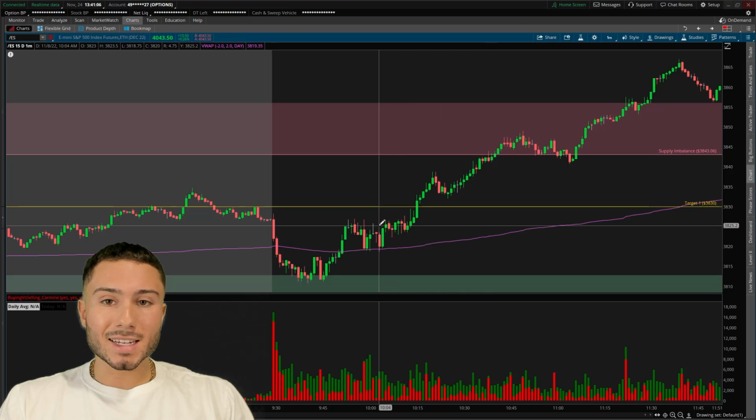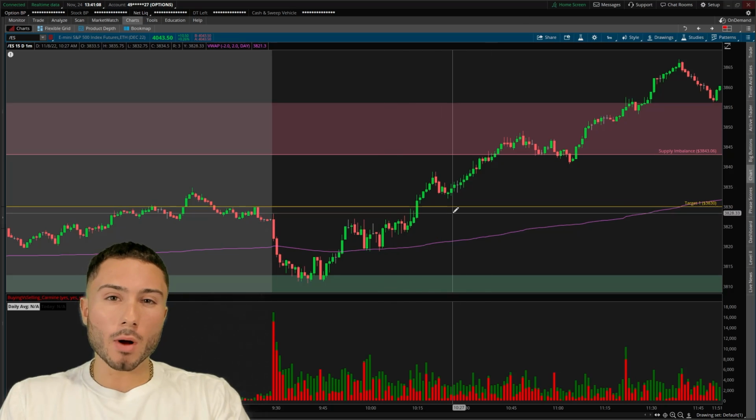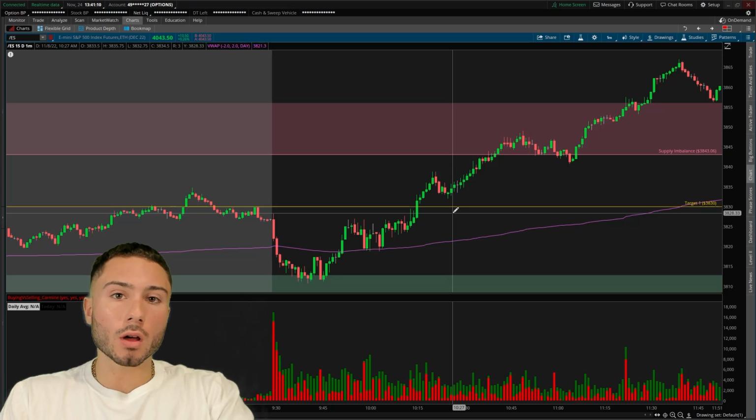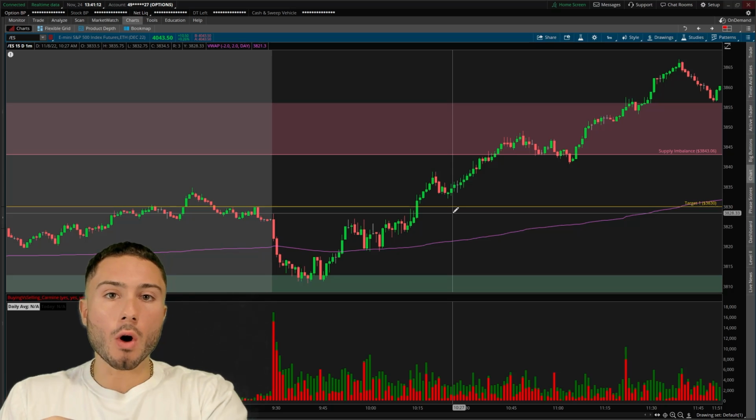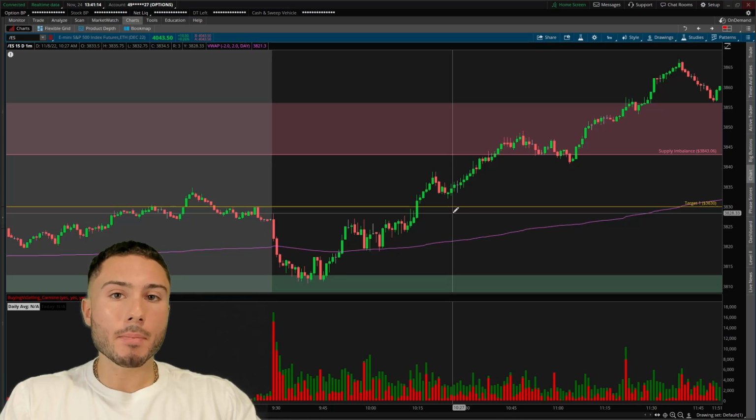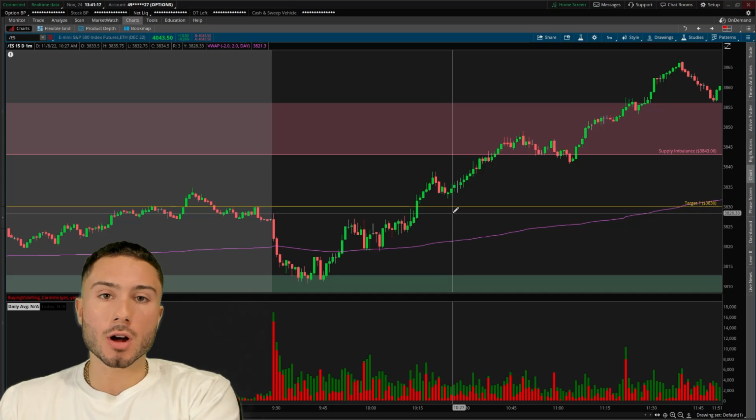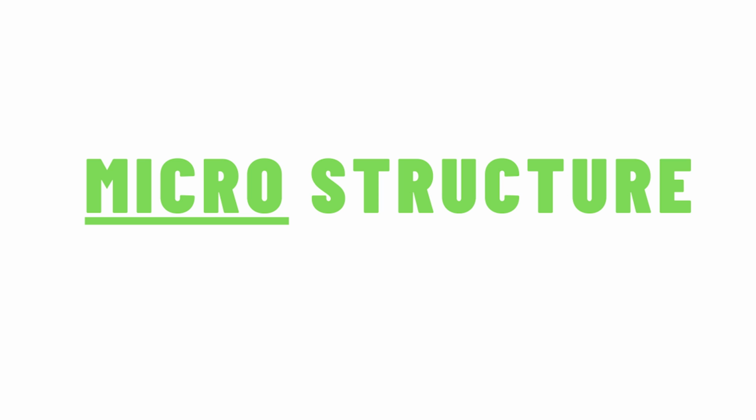Now, the second criteria that I look for, I want you to understand that it's like a river and they're all going to flow together. And when we get all four in sync, this is the best setup. So now that we have the macro structure, the second point is microstructure.